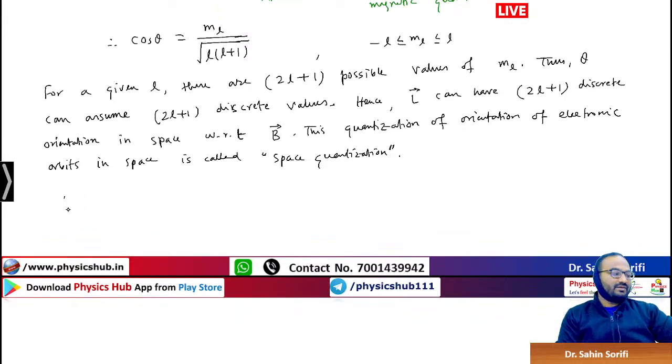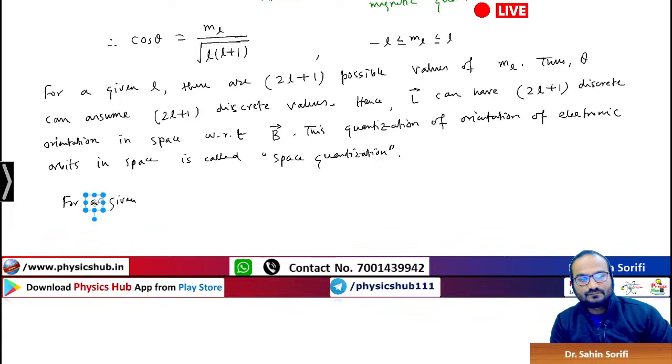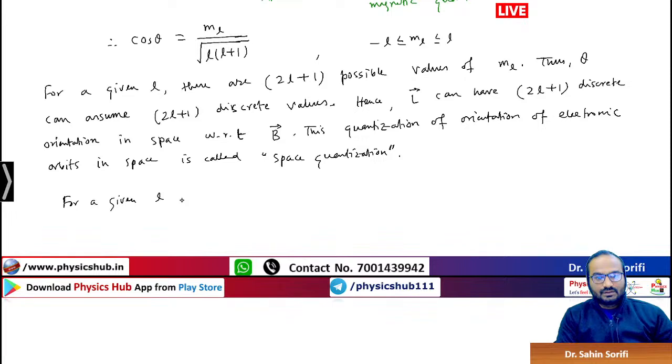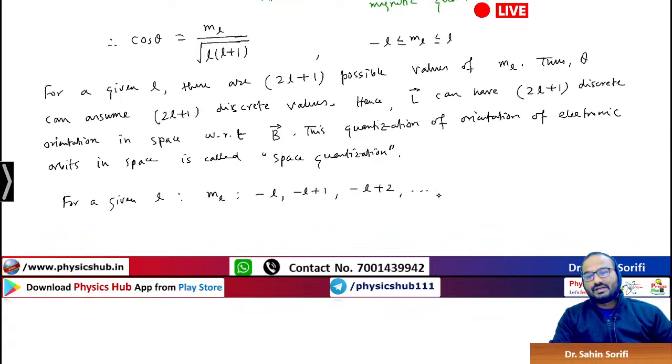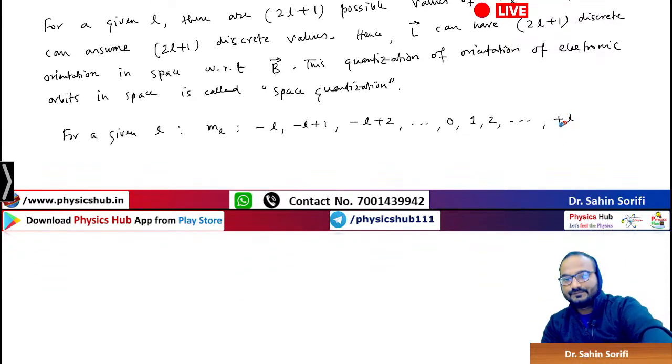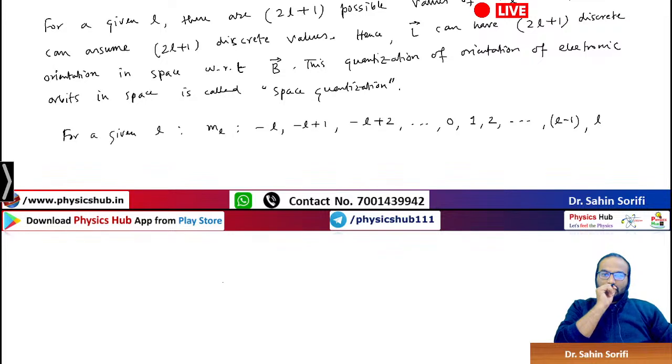So, if I write for a given value of l, what are the values of ml? ml may be minus l, minus l plus 1, minus l plus 2, and so on, it will keep on increasing, 0, then 1, 2, 3, 4 and up to plus l. If you want to write another term, you can write it in this way, that the second last term is l minus 1, then l. Here we have written 3 terms, so let us write here also 3 terms.